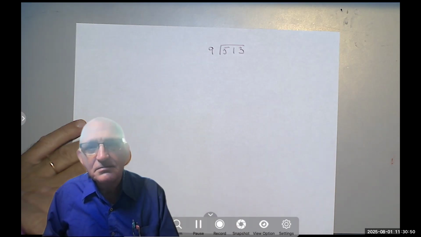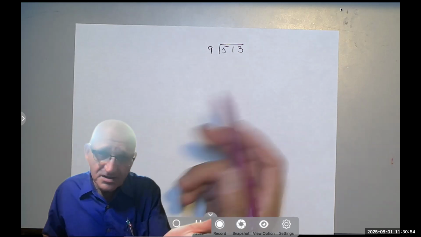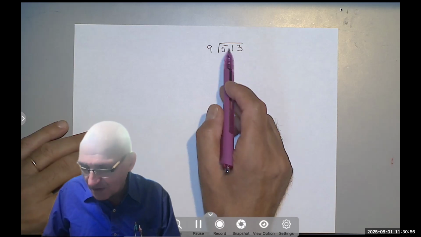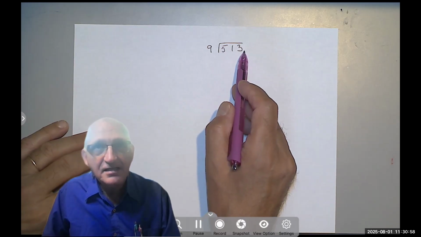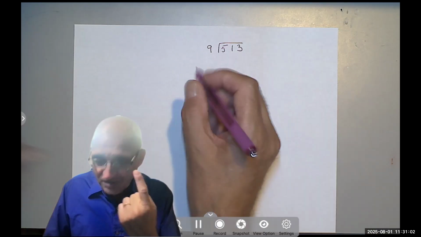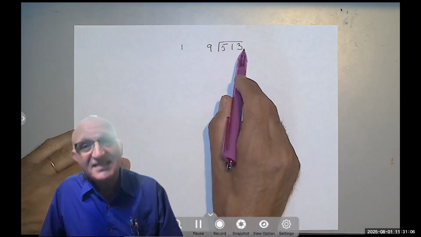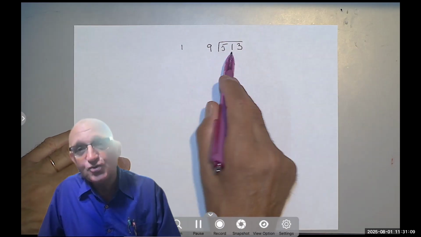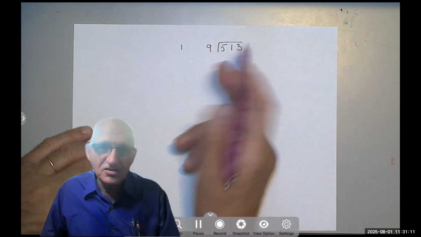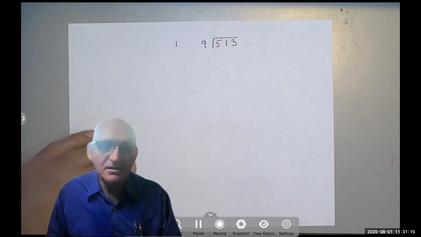So the first thing you do is check if the number is divisible by 9. 5 plus 1 is 6, plus 3 is 9. That is a single 9. Because I found only one 9, I write 1. If these added up to 18, I would write 2. If they added up to 27, I would write 3, and so on. So you write how many 9s are found in the sum.